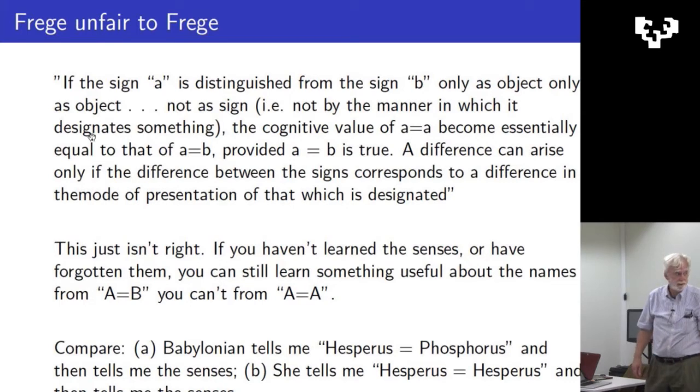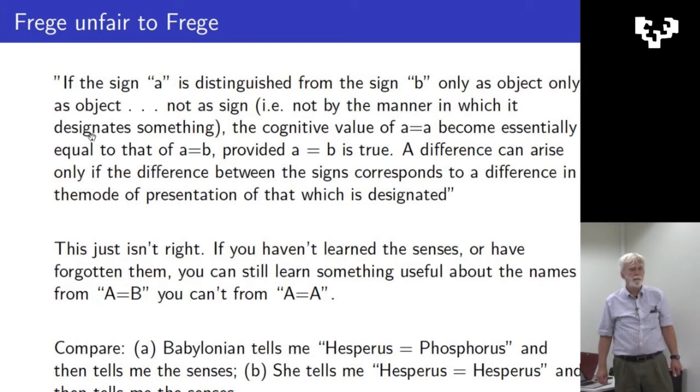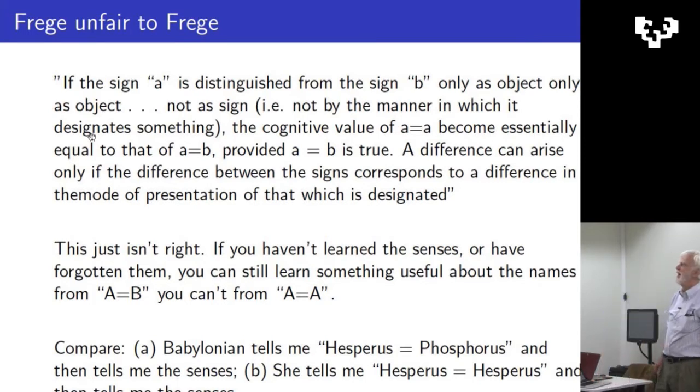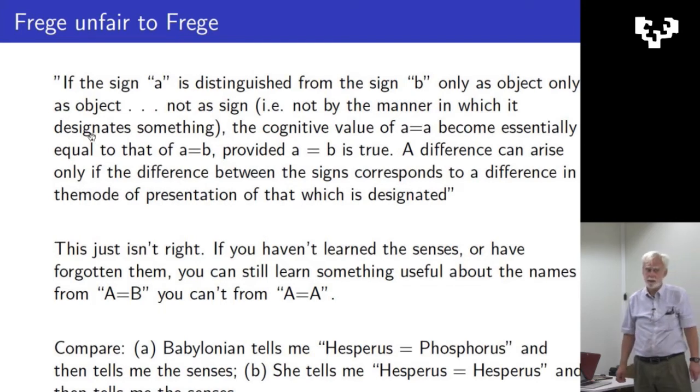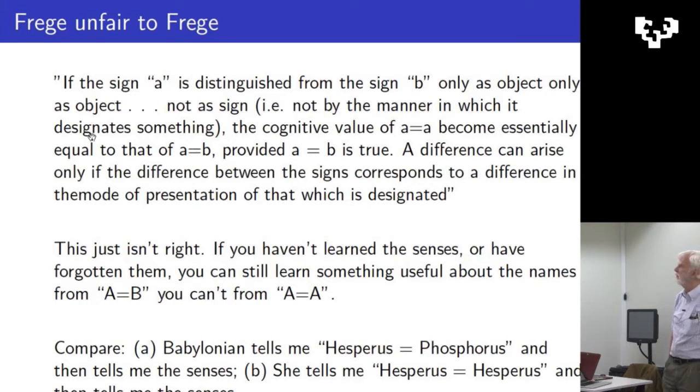And then he elaborates in a way that just gets more and more confusing. If the sign A is distinguished from the sign B, the ghost of Michael Dummett just left the room, and it was very angry, because we do not criticize. If the sign A is distinguished from the sign B only as object, only as object. He was somewhat repetitive sometimes.